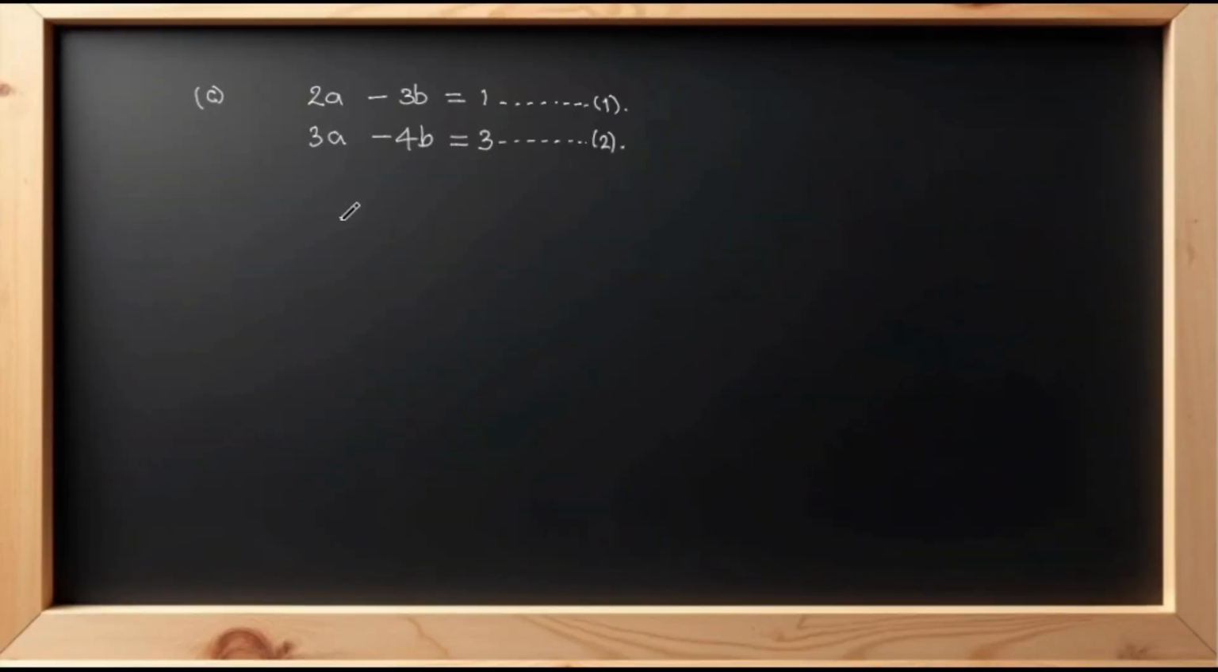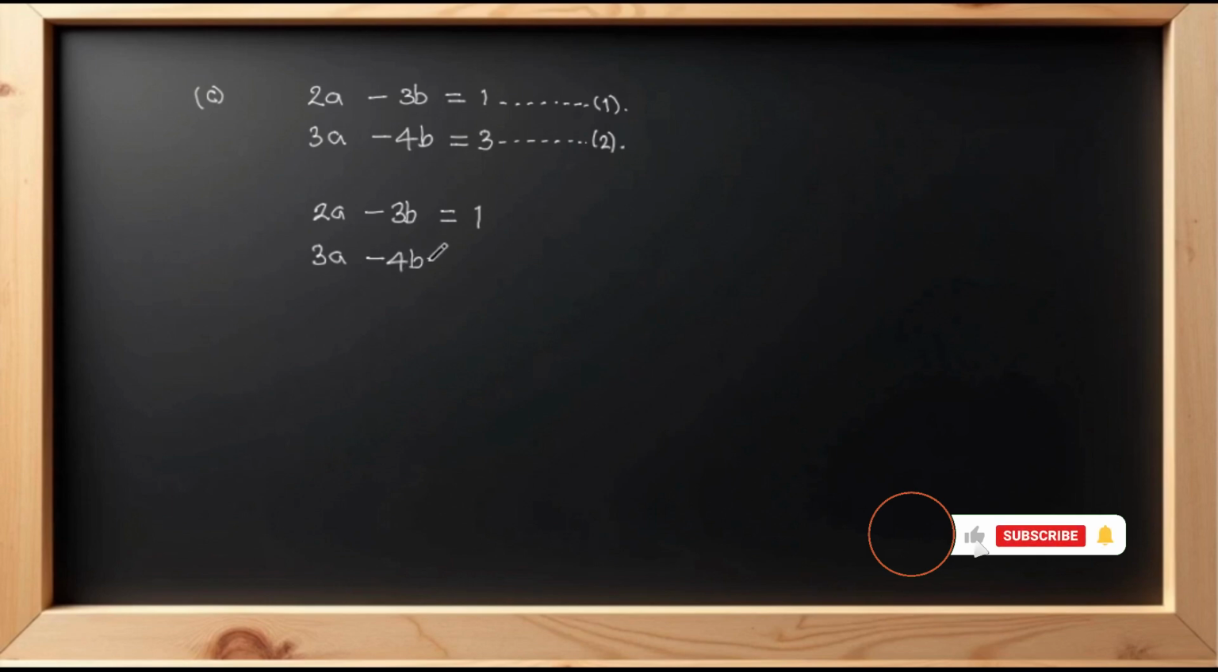So in this bonus question, we would like to eliminate a, and to eliminate a, we must make sure that the coefficients are the same. Just like in part B of our question, we have to interchange these numbers so that we get a coefficient of 6. So let's go ahead and do that by rewriting our equations down here, where we have 2a minus 3b equals 1, and then 3a minus 4b equals 3.